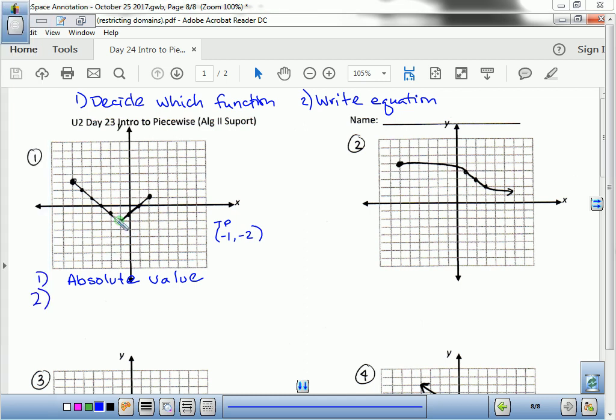So the equation would be absolute value x plus 1, x plus 1, I love it, and then minus 2. And then -2. So once we figure out the translation point, it makes writing the equation a lot easier.